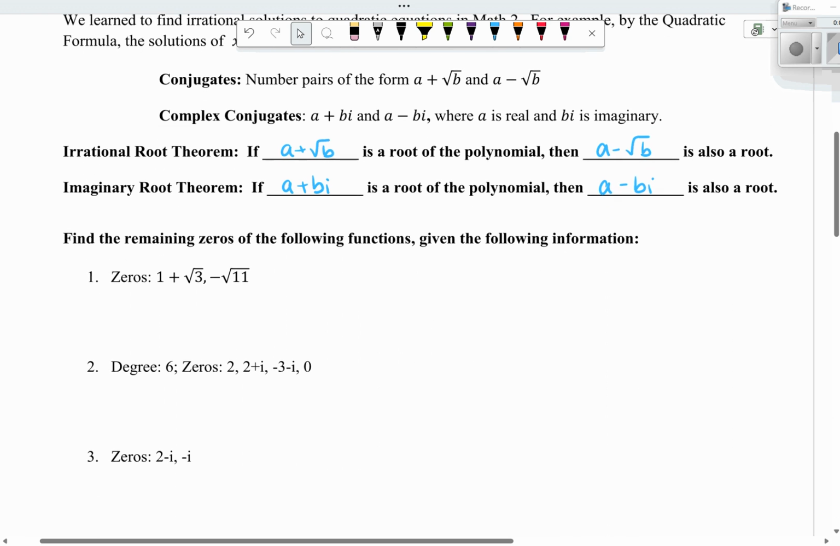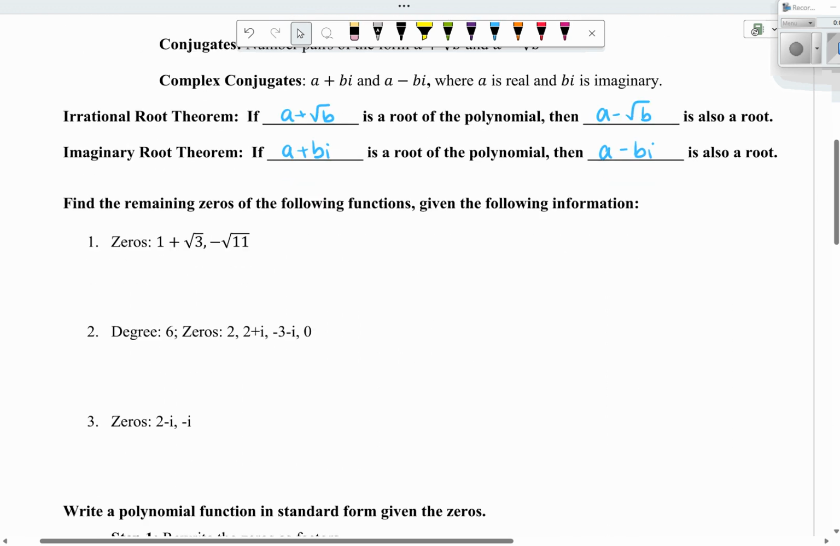So it says find the remaining zeros of the following functions given the information. First we have 1 plus root 3, that's an irrational root, so 1 minus root 3 is also a root, and also positive root 11.